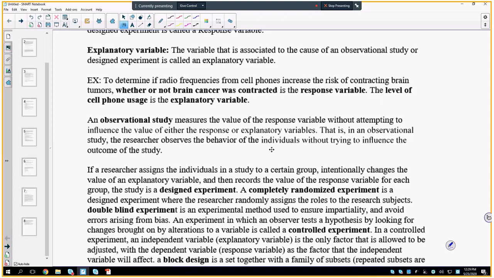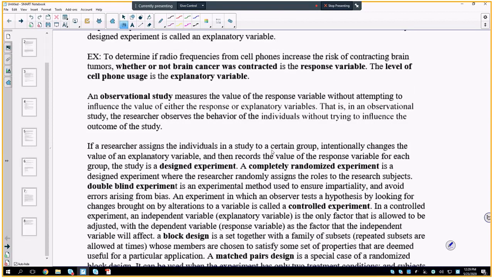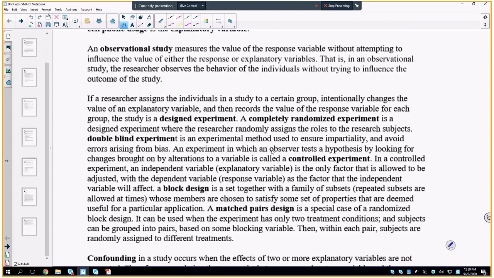Okay, now let's talk about observational studies versus designed experiments. An observational study will measure the value of a response variable, the effect, without attempting to influence the value of the explanatory variable, the cause, or the response variable. So in an observational study, we don't attempt to influence the values. That is, in an observational study, the researcher observes the behavior of individuals without trying to influence the outcome of the study.